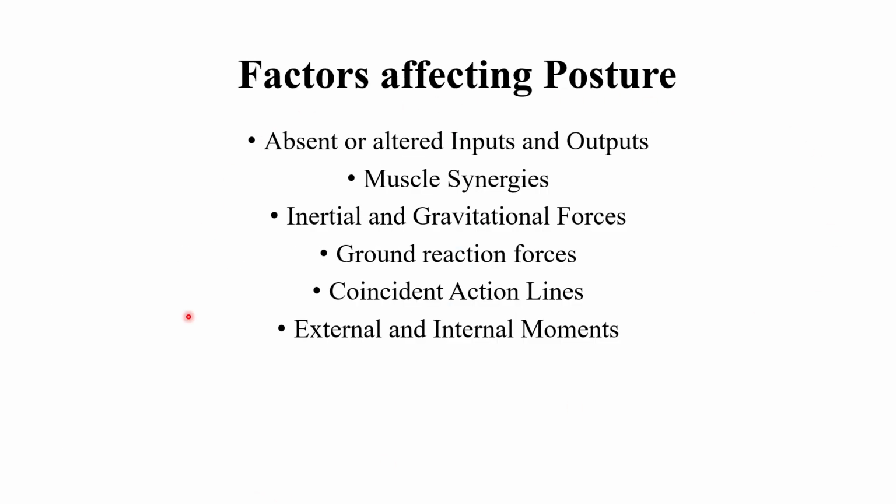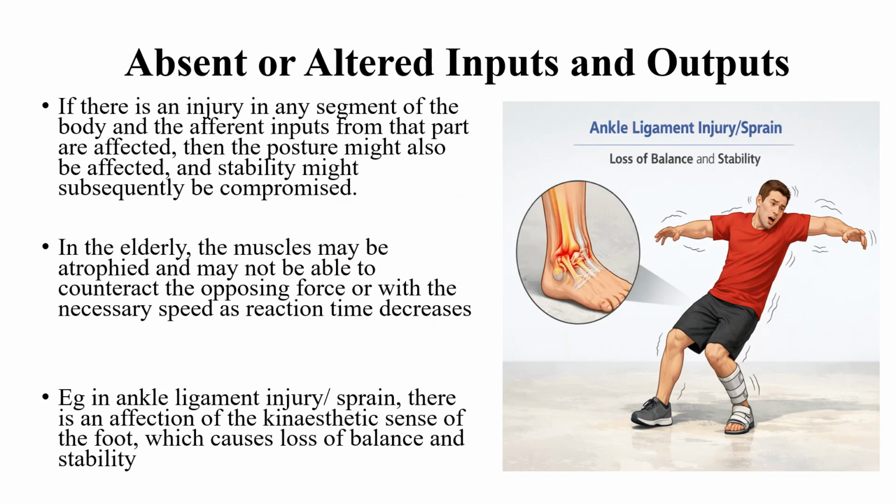Now there are multiple factors which may affect your posture. We will discuss each and every aspect in the subsequent slides. One very important aspect which can alter posture is the absence or alteration of the inputs and the outputs. In case any segment of the body is injured, the afferent inputs coming from that segment towards the brain, the signaling, will be altered. Because that signaling is altered, the output from the brain is also going to get altered, as a result of which there may be a compromise of stability in that part.